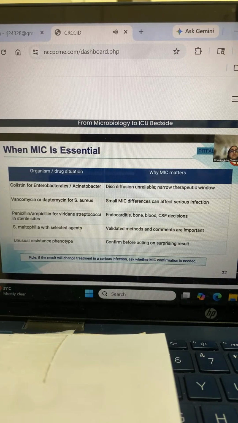Penicillin or ampicillin for Streptococcus viridans in sterile sites, because it can guide your decisions when there is endocarditis, bone, blood, or CSF infections. Stenotrophomonas maltophilia with selected agents, you must use validated methods.